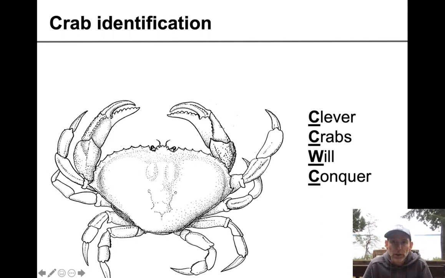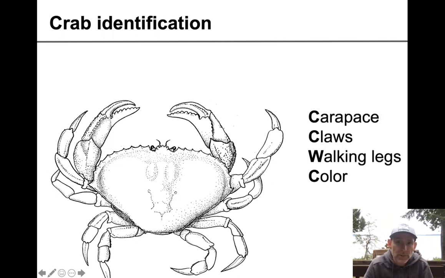Now, I typically use a mnemonic to help me think about the proper way to identify crabs. I like this mnemonic because in some ways it gives you a hierarchical order of features to look for when you're doing identification. The mnemonic is clever crabs will conquer. And clever crabs will conquer translates roughly into carapace, claws, walking legs, and then color. And if you use that sort of ranked order of attributes or features, you should be able to identify just about any crab you encounter in one of our pocket estuaries.